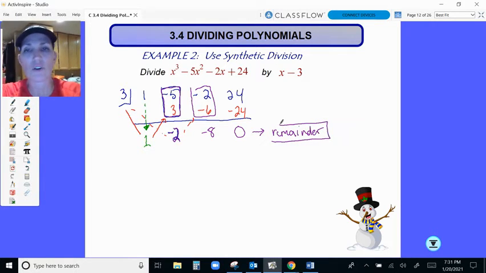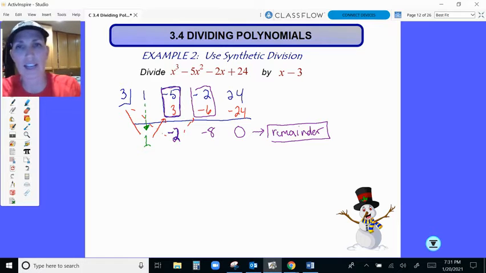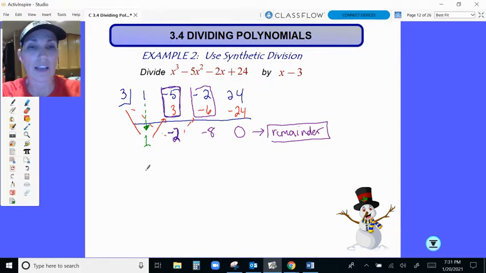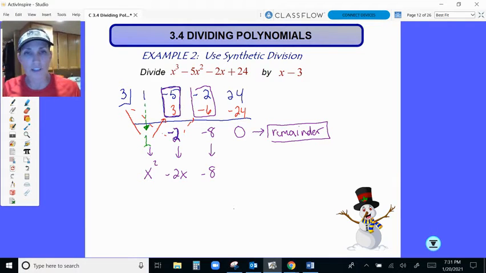When my remainder is 0, that is kind of special, because that means that this x minus 3 is actually a factor. It goes into that evenly. So remember, when we rewrite this, our quotient here is going to be x 1 power less than we started. So x squared minus 2x minus 8, and a remainder of 0. So each of these is a coefficient of my quotient, and then it's just 1 power less, and that's it.